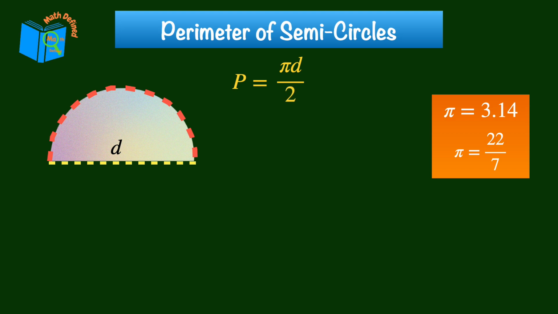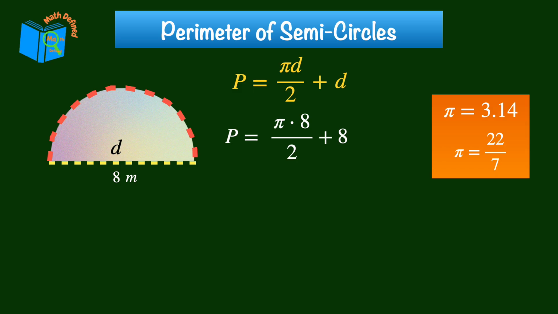Then we can't forget to add that straight edge, which is the diameter, to get the total perimeter for the semicircle. This semicircle has a diameter of 8 meters. We'll substitute this value in place of d in our formula. Perimeter equals pi times 8 divided by 2 plus 8.